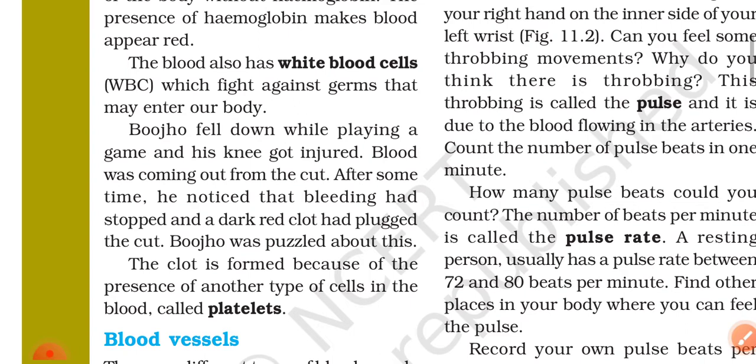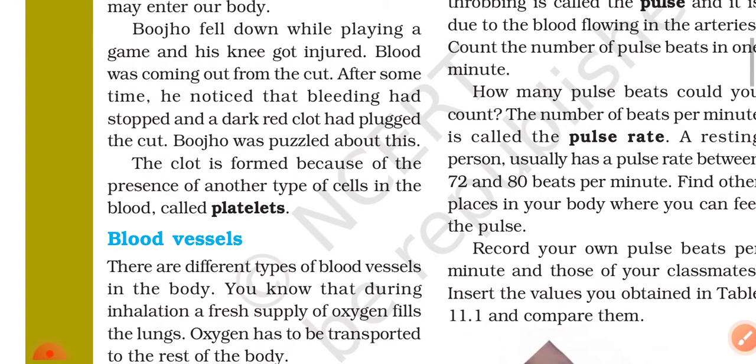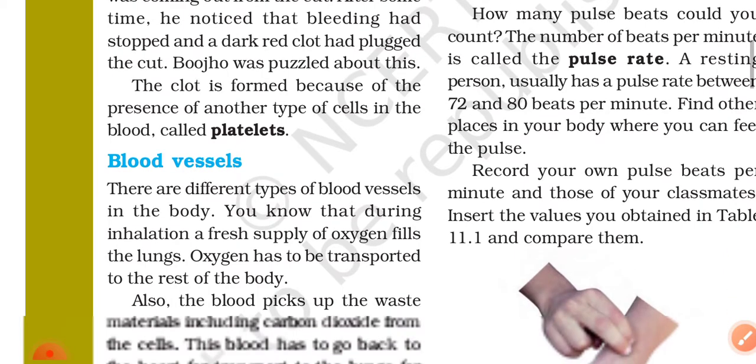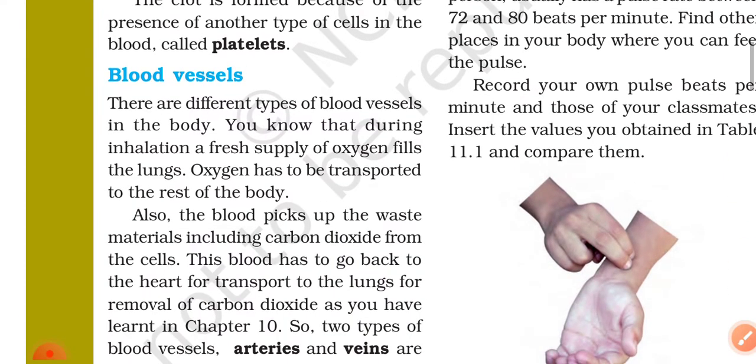The blood also has white blood cells which fight against the germs that may enter our body. Bozo fell down while playing a game and his knees got injured. Blood was coming out from the cut. After some time, he noticed that bleeding had stopped and a dark red clot had plugged the cut. Bozo was puzzled about this. The clot is formed because of the presence of another type of cells in the blood called platelets.